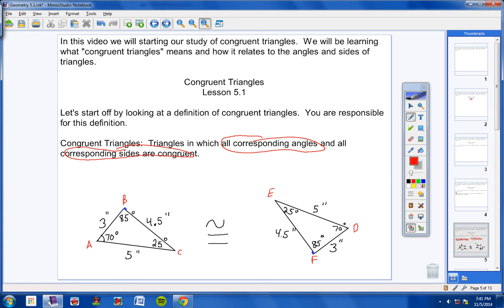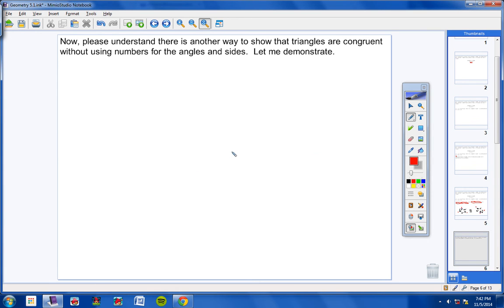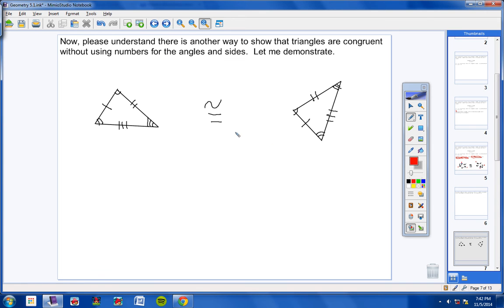Okay, let's continue on. Now, please understand there's another way to show that triangles are congruent without using numbers for the angles and the sides, okay? Let me demonstrate, and I do want you to write this in your notes, okay? So please copy this in your notes. Here it is, right here.